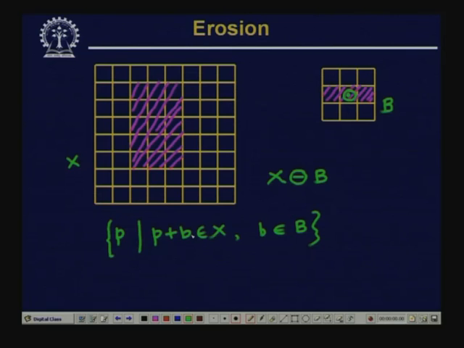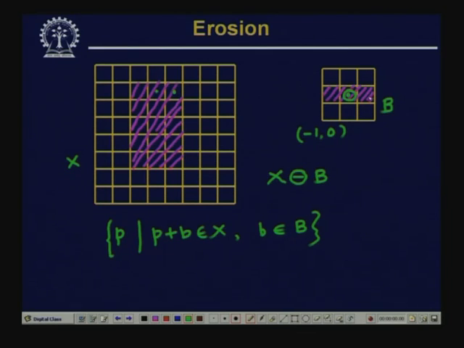So, following this definition, you find that if I consider this particular point, and I take a particular vector, say this vector, which is say minus 1 0, from this structuring element, and I translate and add this particular value of b to this particular point. Then after addition, you find that this p plus b gets translated to this particular point. So, this point should be a part of the erosion.